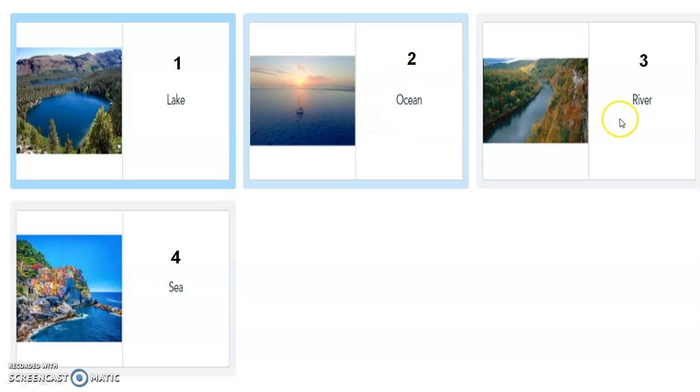The third picture is the Colorado River. It is a strip of water that runs through many places, starting from its source in the Rocky Mountains and running through Colorado, Utah, and Arizona. The last picture is the Mediterranean Sea, which is part of the Atlantic Ocean and almost completely enclosed by land.